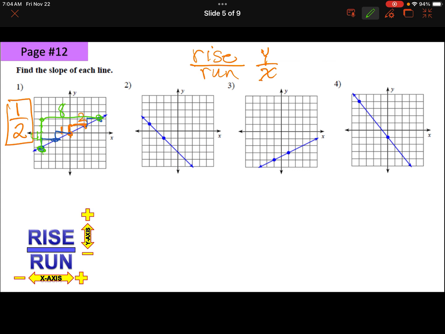Number 2, again, start as far to the left as you can. And we're going to travel from that point to this point. So hopefully everybody can see this one has got to be negative. It's going down. How many am I going down? I'm going down 2 and right 2. So that means my slope is -2 over 2, which means my slope is -1.